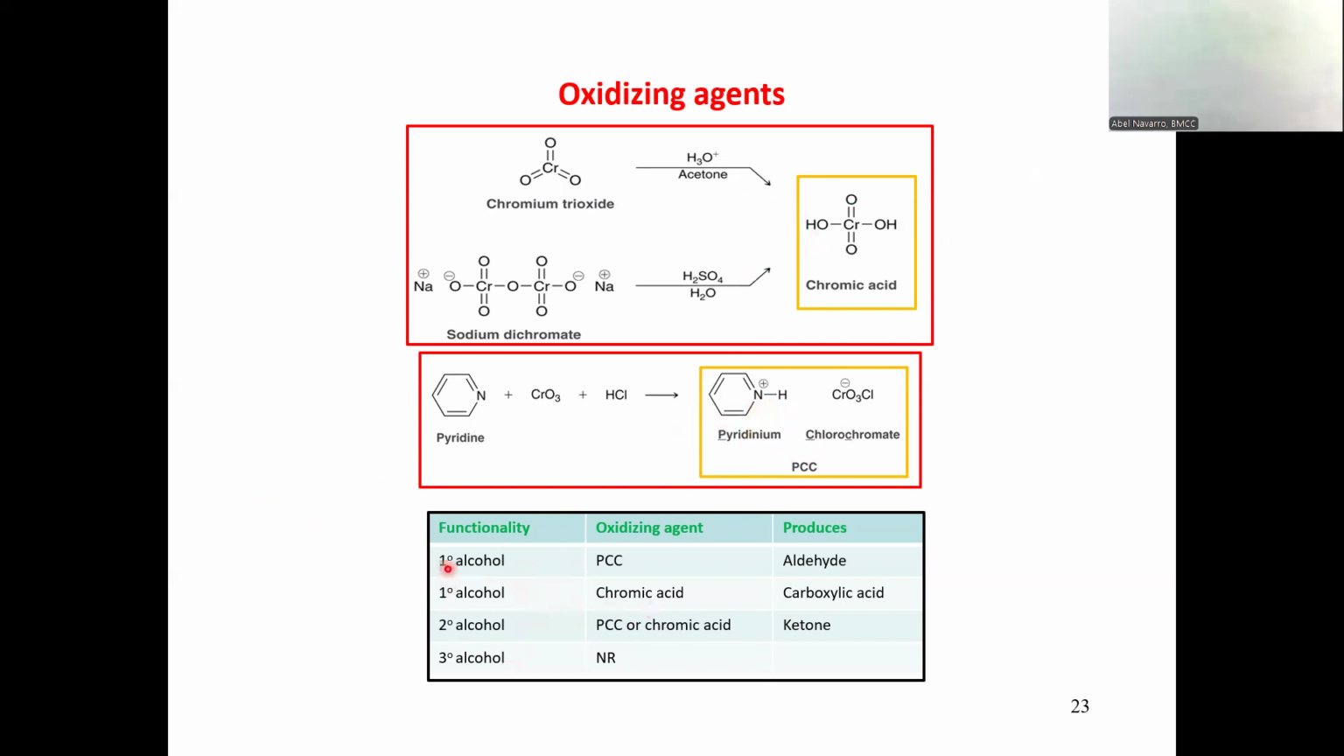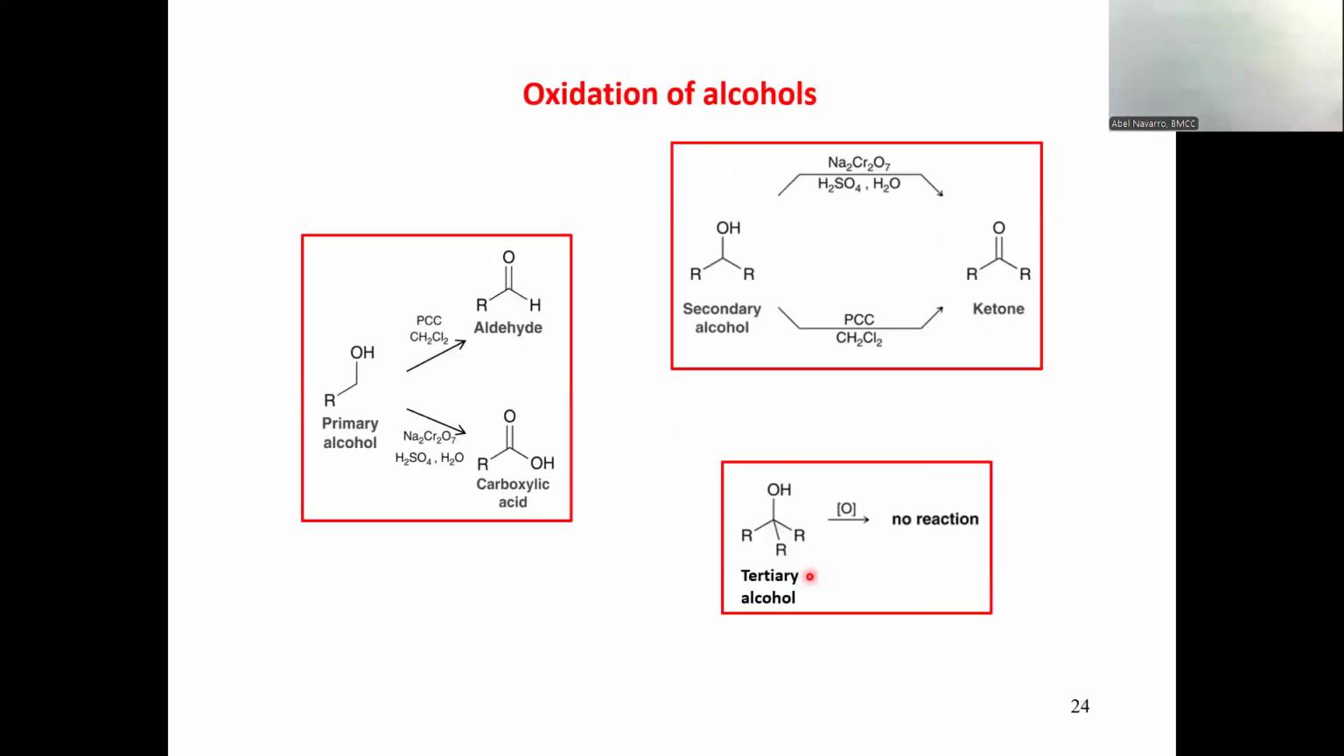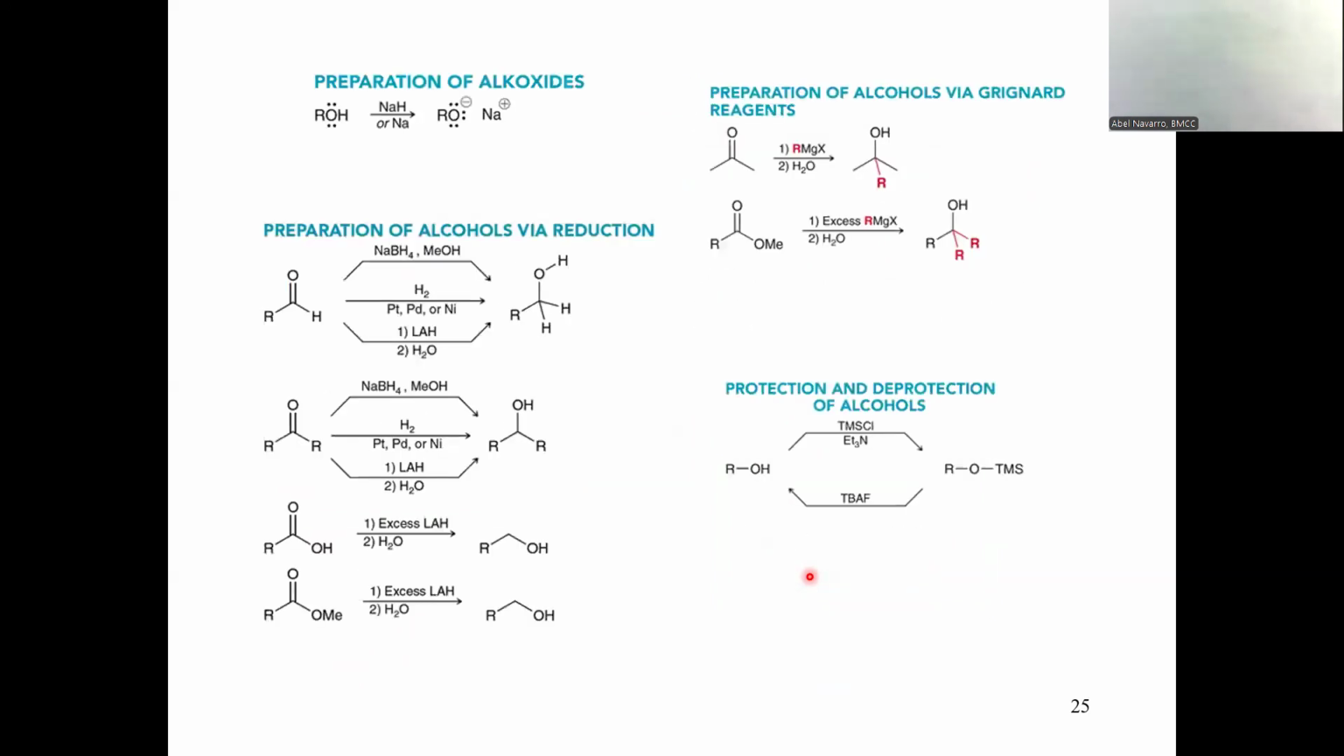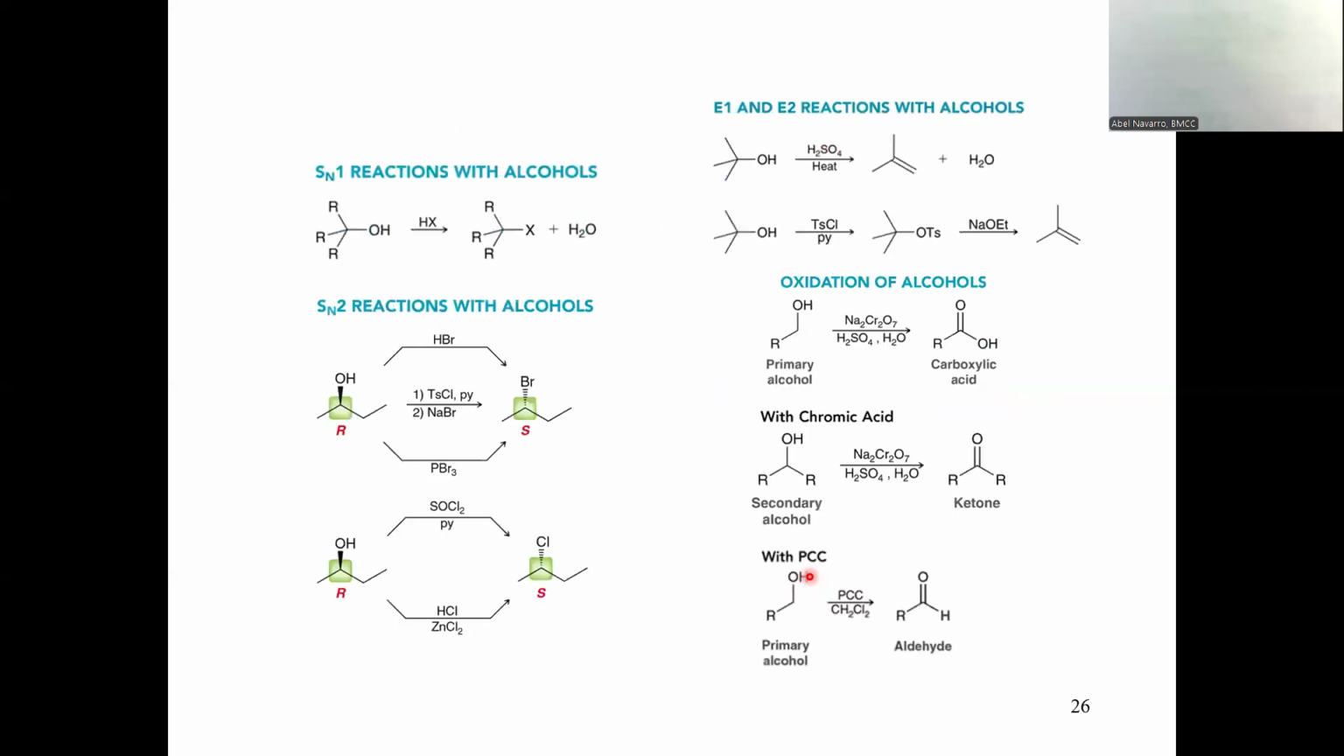Okay? Primary alcohol with PCC will give you aldehyde. Primary alcohol with chromic acid will go all the way to carboxylic acid. Secondary alcohol with PCC or chromic acid will give you ketone, and tertiary alcohols do not oxidize. So here is a summary of the oxidation. I'll give you an example for oxidation, but this is a good summary chart for the reactions we studied in this chapter.